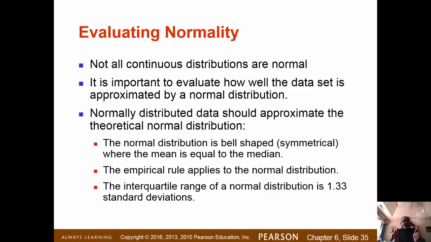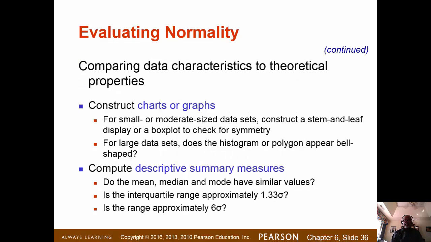Then we can look at the interquartile range. For a normal distribution, it will be 1.33 times the standard deviation. You can check that, and see whether that is approximately equal to the interquartile range. Another thing about a normal distribution is that the mean, median, and mode are all supposed to be the same. So we can compute the mean, median, and mode and see whether they are in the ballpark or if there is a huge difference.